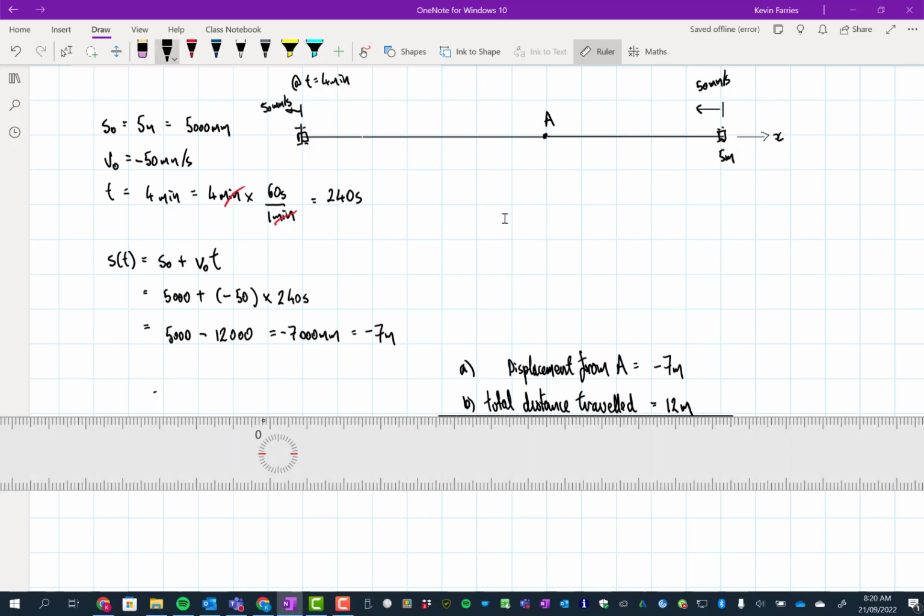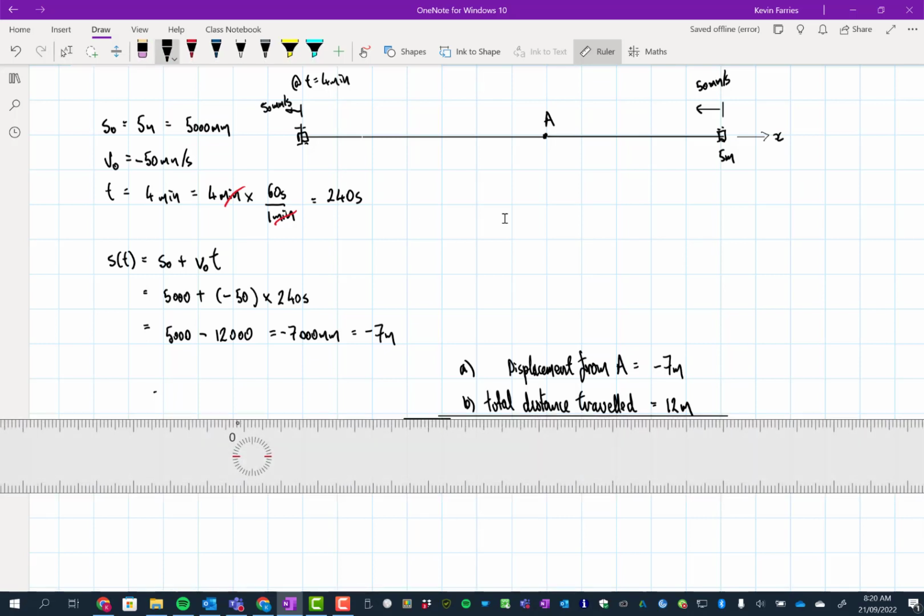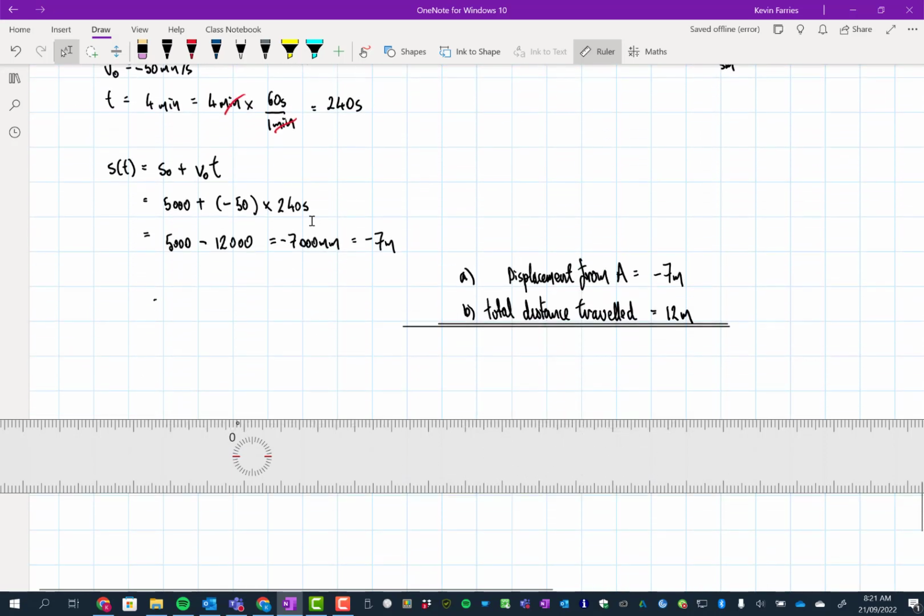Okay, so let's have a look at the next example now. We'll get to multiple stages in a minute. That's another time where you have to think about the difference between distance traveled and displacement as if it's multiple stages. And I think we've got one in a minute that'll look at that.